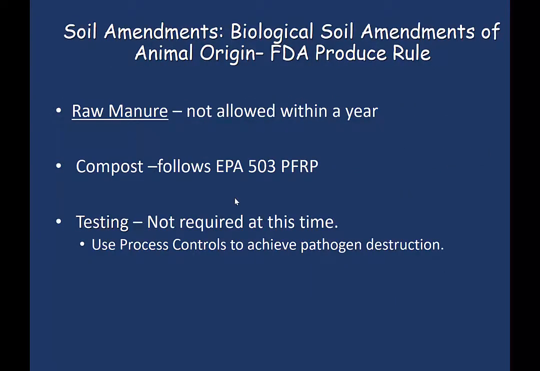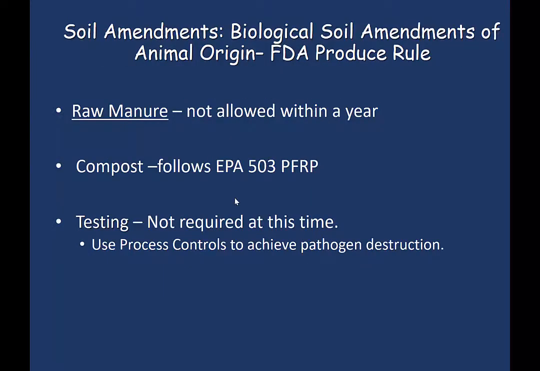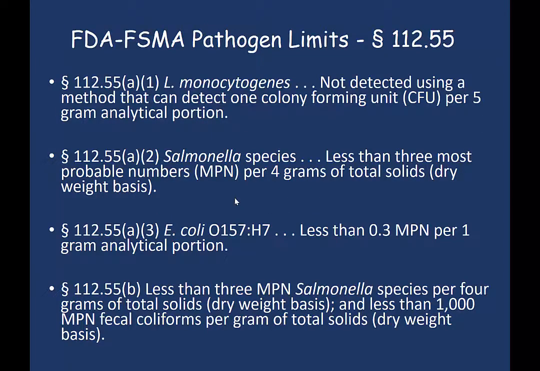In terms of produce, raw manure is not allowed within a year, okay? Compost has to follow this protocol, which we just went over. Testing isn't required, but the idea is that you use these process controls to reduce the pathogens. Again, these are the pathogen numbers that we have to keep under from the prior table, so this is what we're trying to keep under in terms of these different Salmonella, E. coli, and whatnot.